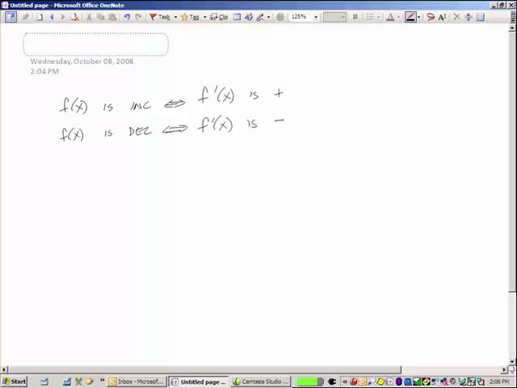If everything you know about the relationship between the function and its derivative is true, the same holds for the relationship between the derivative and its derivative, or the second derivative. So, if the first derivative is increasing, that correlates to the second derivative is positive. Is that okay?